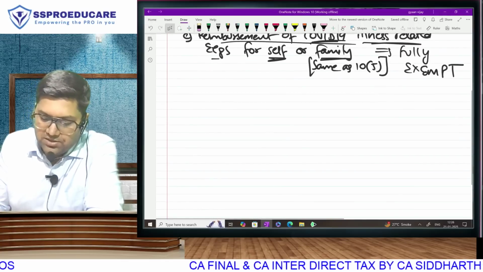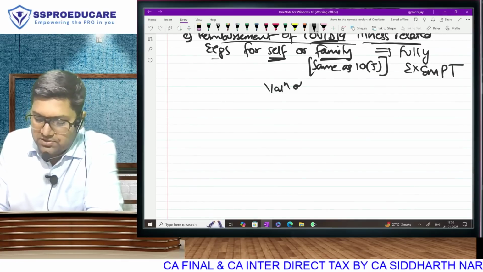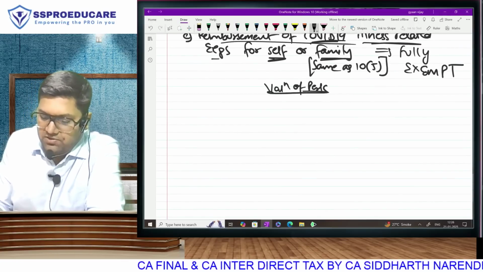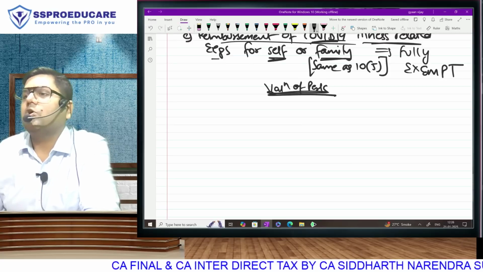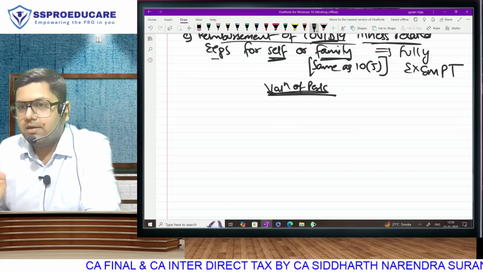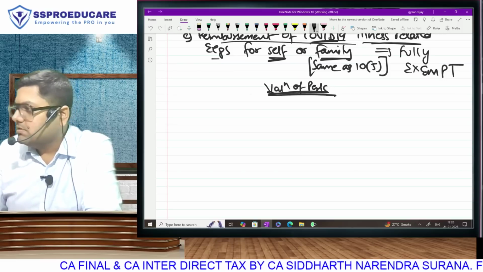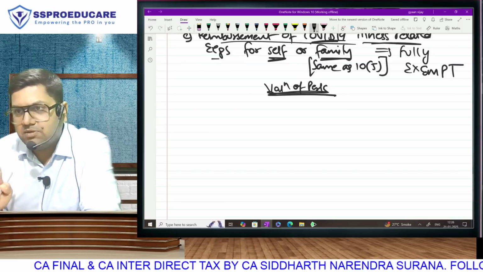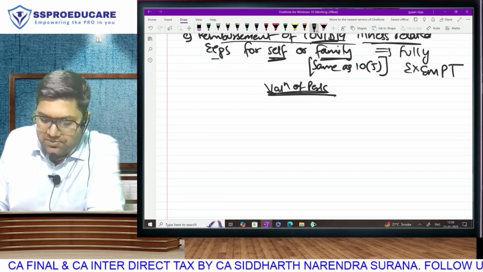Now we come to the chart of valuation of perquisite. Because other than this, what is possible? Your employer is paying your hospital bill. Correct? Whatever bill he pays minus the amount recovered is your taxable perquisite. Let us understand the chart and complete this.